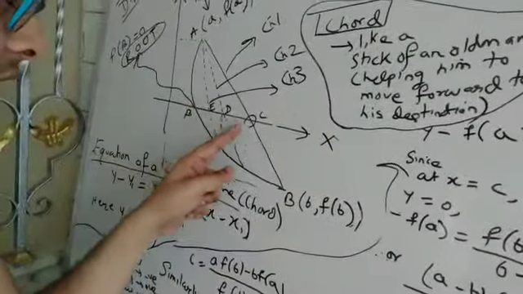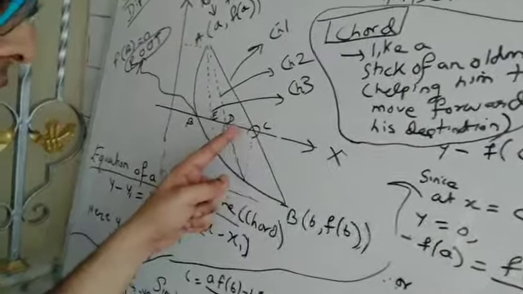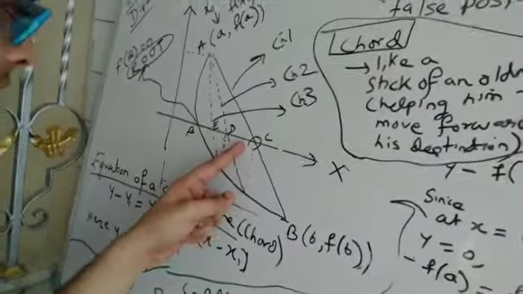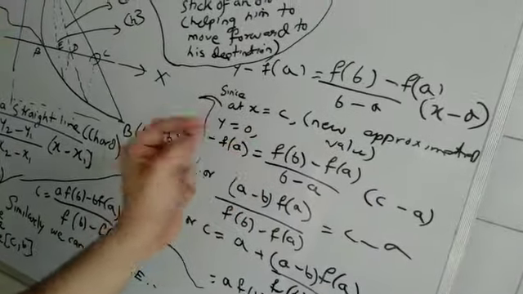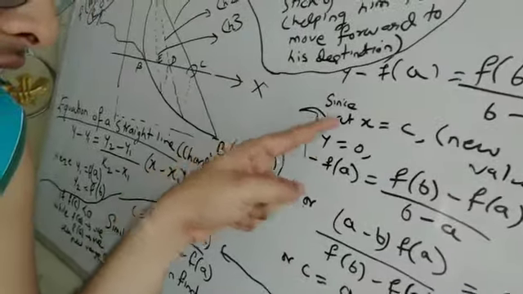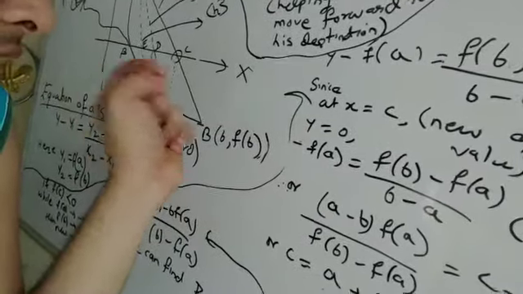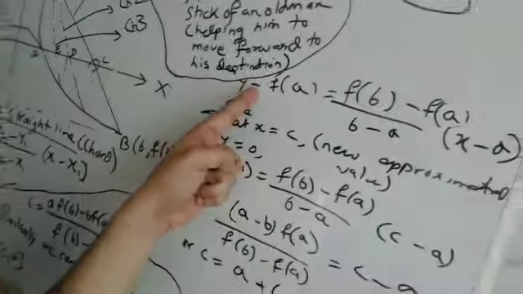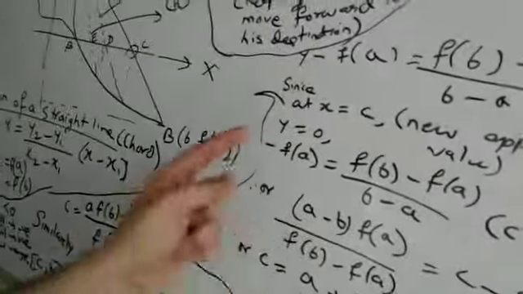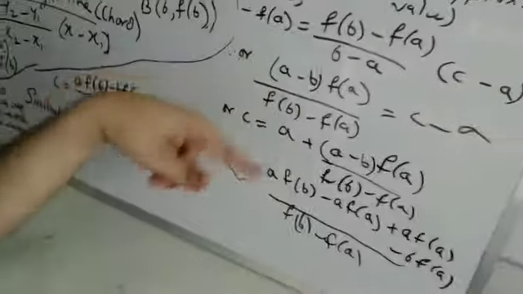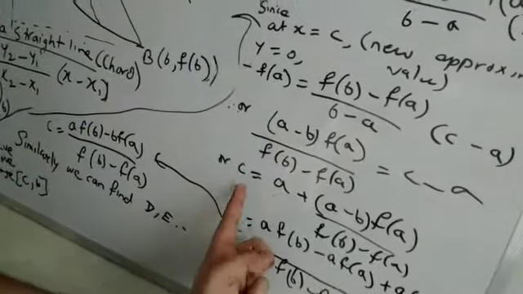Now see, this chord is touching the x-axis at the point C. So at this point, what is the value of y? It is 0 basically, right? So at x equal to C, which is my new approximated value, y is equal to 0. Now put y equal to 0 in this equation. This part will be 0 and other things will remain the same. Now if you do some mathematical adjustments, then you can find C.